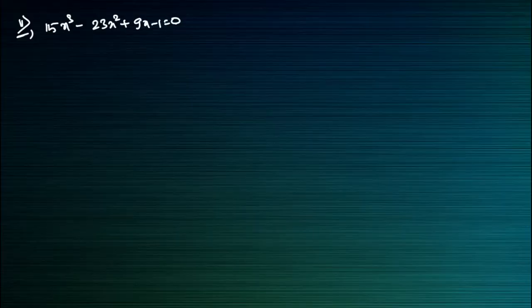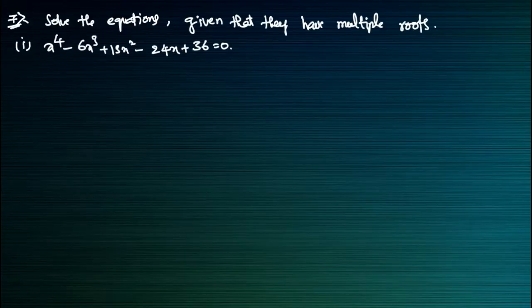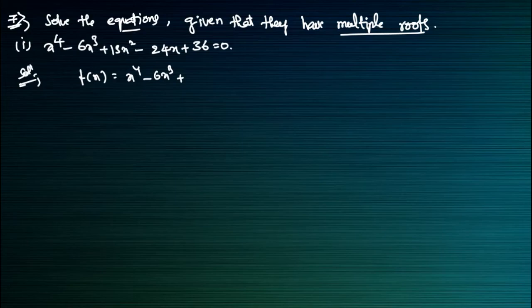This second question you will do easily. So in the sixth one, okay, I will go for the seventh one. Now the seventh question is: solve the equation given that it has multiple roots. Solution: I will do it in the easy method. So the given question is f of x equal to x power 4 minus 6x cube plus 13x square minus 24x plus 36 is equal to 0 here.